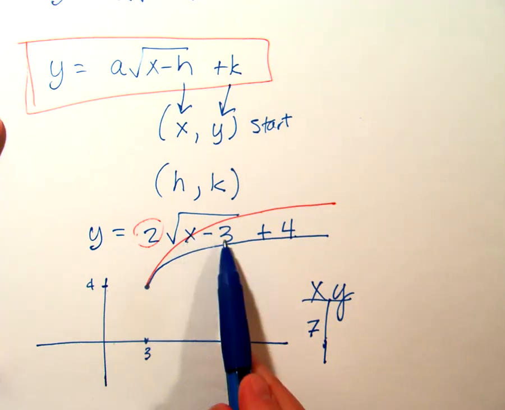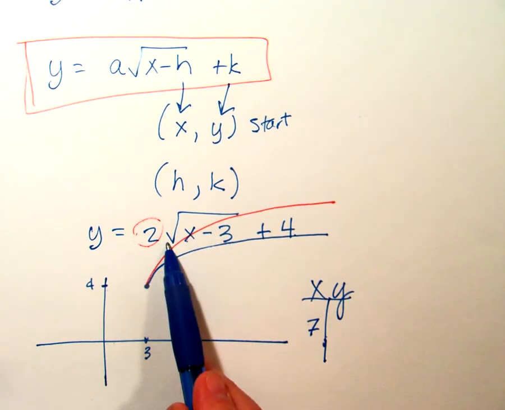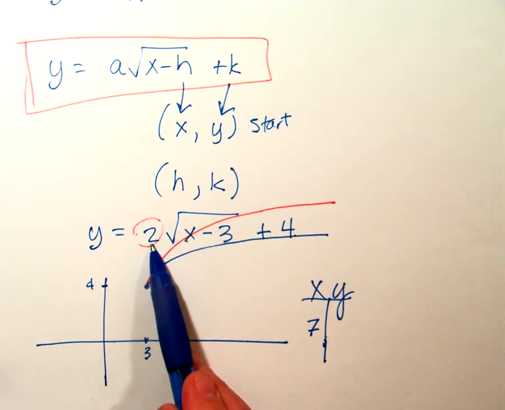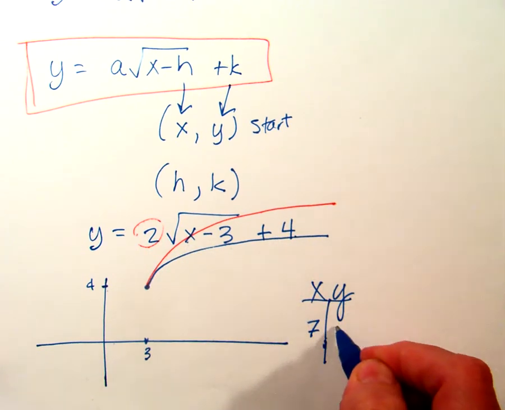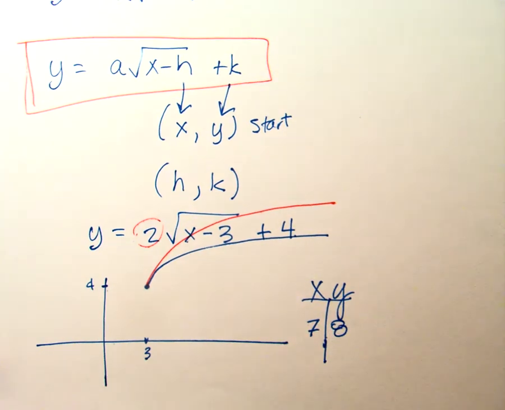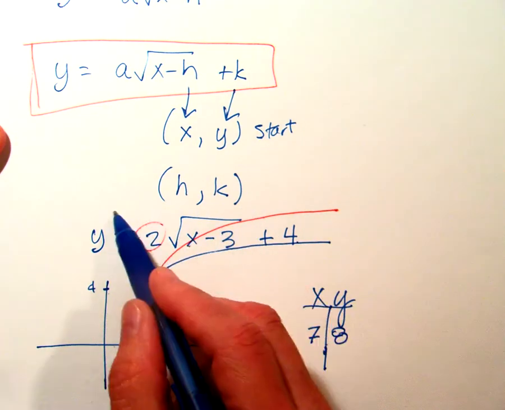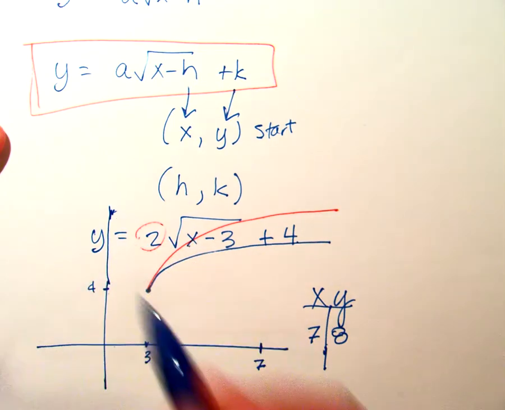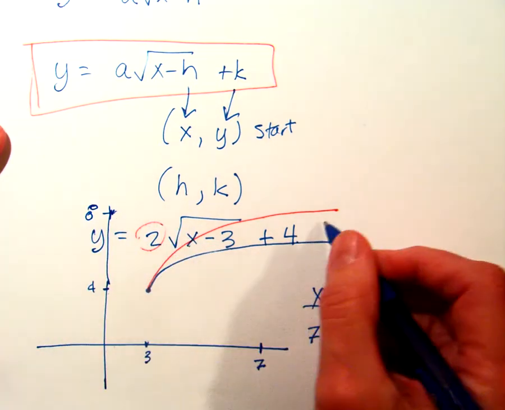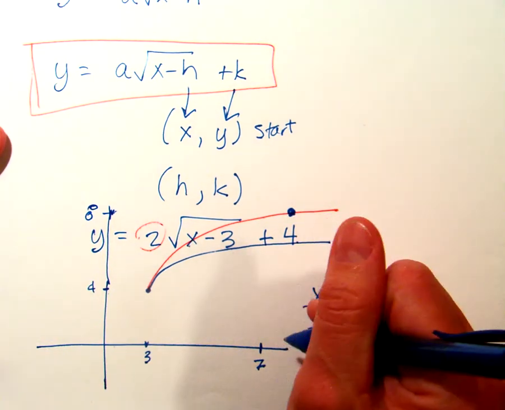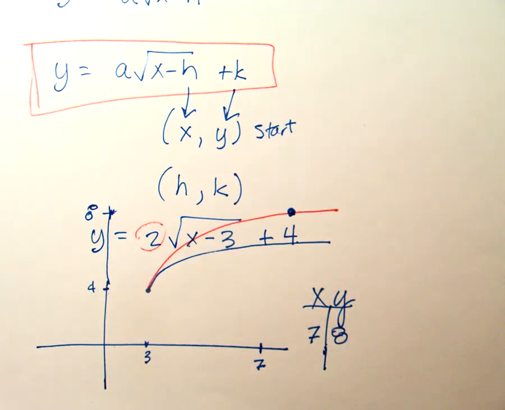So we're going to try, if x equals 7, then what will y equal? That'll be 7 minus 3, which is 4. Square root of 4 is 2. 2 times 2 is 4. And 4 plus 4 is 8. So when x equals 7, somewhere out here, then y needs to be equal to 8, somewhere around about in here. Okay? So all it takes is 1 point to know how stretched or how shrunk it's going to be.